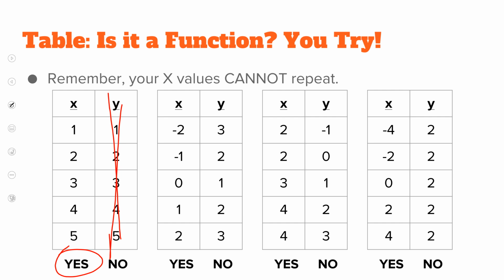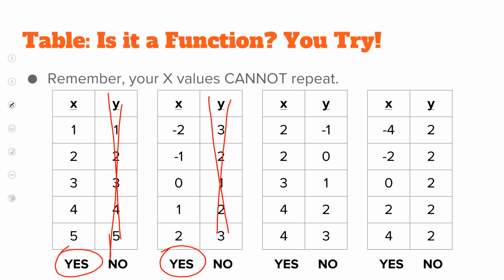Let's go on to our next set. So our next relation is (-2, 3), (-1, 2), (0, 1), (1, 2), and (2, 3). Now we do have some repeating terms in our y column, so in our output column, but once again, we don't need to worry about our output column. We're just worried about our input column. All of those numbers are unique numbers, so this again is a function.